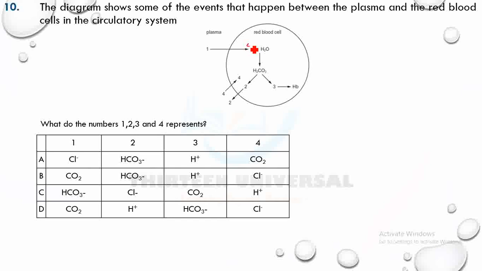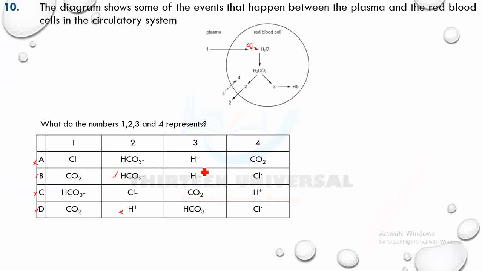Number 1, isn't it supposed to be CO2? So you go to where there's 1, CO2 is here. We have B and D. So we are trying to eliminate. We've already eliminated A and C, because 1 is CO2. So let's check again. Number 2, can you see this is moving out? This should be hydrogen carbonate. It's moving out. It's leaving red blood cell to plasma to be transported. So 2 is hydrogen carbonate. You see D says that it's hydrogen plus. No, so you see that the answer is B.